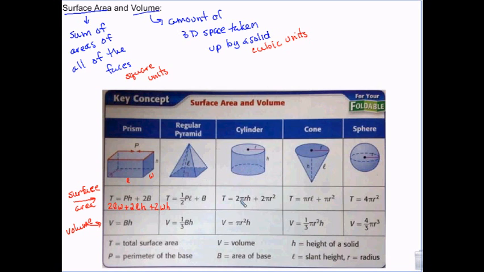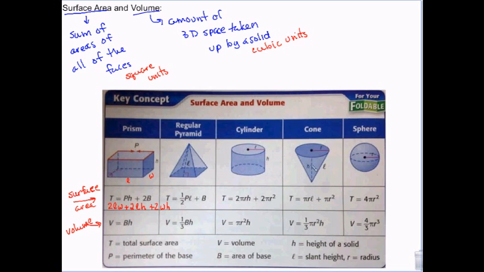For a cylinder, you have 2 times pi times the radius times the height. That gives you the area of the curve around the outside. And then you have 2 pi r squared. That gives you 2 circles, because a circle is pi r squared.